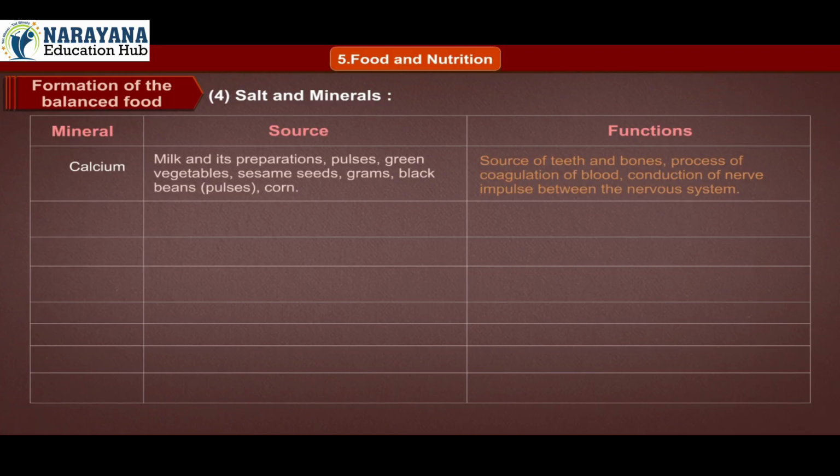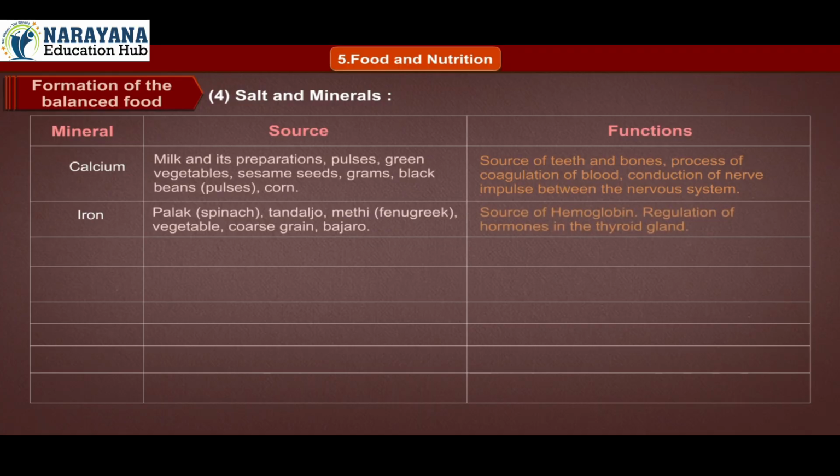Process of coagulation of blood, conduction of nerve impulse between the nervous system. Mineral iron. Source: palak, that is spinach, tandaljo, methi, that is fenugreek, vegetable, coarse grain, bajro. Functions: source of hemoglobin. Regulation of hormones in the thyroid gland. Mineral iodine. Source: salt containing iodine, fish, seafood. Functions: regulation of hormones in the thyroid gland.